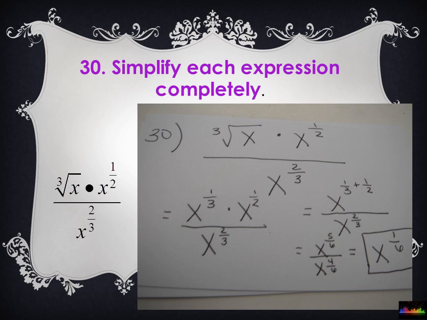So when we get common denominators, we get x to the 5/6 and x to the 4/6. When we subtract, remember when dividing by the same base, you subtract exponents and we get x to the 1/6.